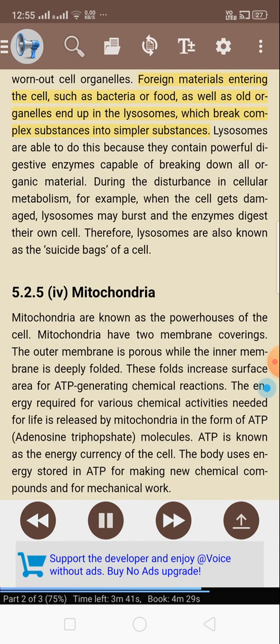Foreign materials entering the cell, such as bacteria or food, as well as old organelles, end up in the lysosomes, which break complex substances into simpler substances. Lysosomes are able to do this because they contain powerful digestive enzymes capable of breaking down all organic material. During a disturbance in cellular metabolism, for example, when the cell gets damaged, lysosomes may burst and the enzymes digest their own cell. Therefore, lysosomes are also known as the suicide bags of a cell.